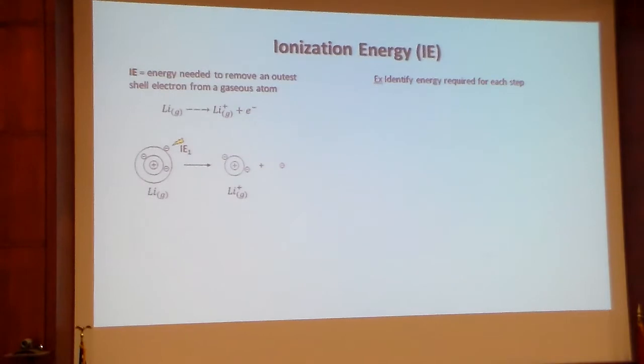If we do one more time, we call this IE number 2. Lithium ion, not just neutral lithium, loses one more electron and becomes lithium 2 plus. If we do one more time, we call it IE number 3, and lithium 2 plus loses one electron and becomes lithium 3 plus. If I ask you to compare IE1, IE2, and IE3, should this energy be the same amount? Why not? No, for sure.